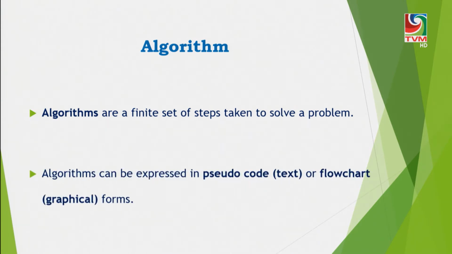This algorithm can be represented in two ways. One is pseudocode, which is also called text, and the second one is a flowchart, which is represented in graphical form.